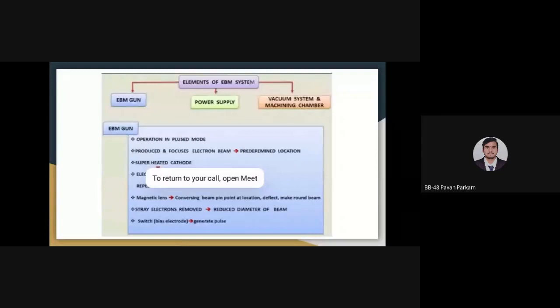And then it can be bombarded on your workpiece. So this is the working principle of all these things, as I have discussed. Then I'm going to talk about the power supply.